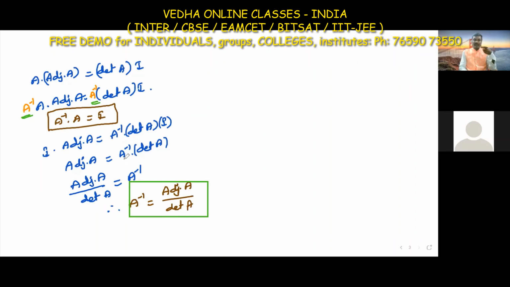Now we want A inverse, so take this det A to this side. Here it is multiplying, so if you take it to this side, it divides. Adjoint A by det A is equal to A inverse. That means A inverse is equal to adjoint A by det A, which is the required solution.